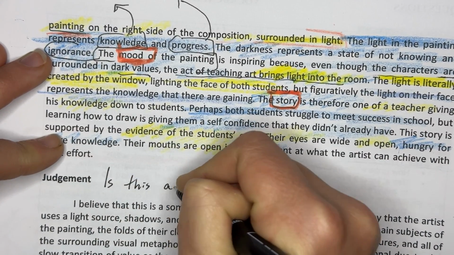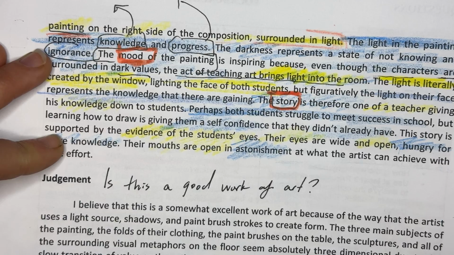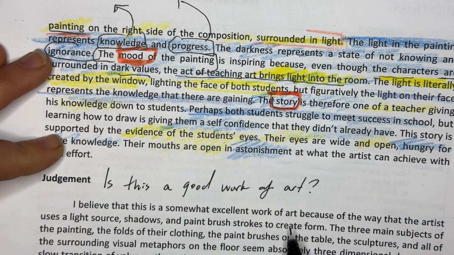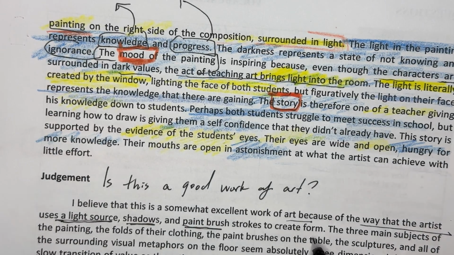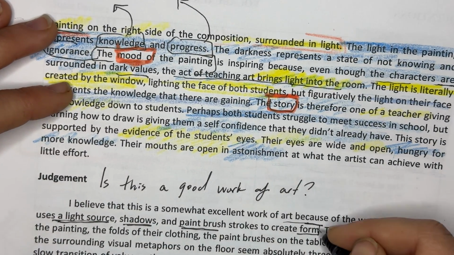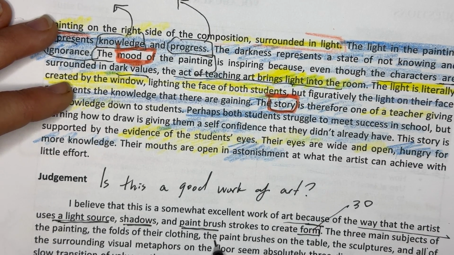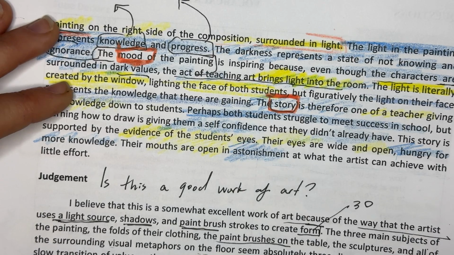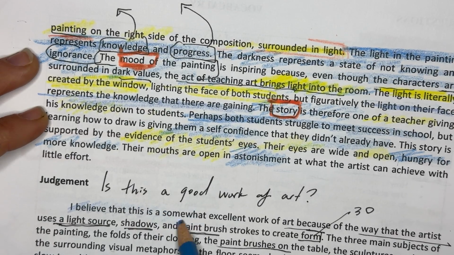Is this a good work of art? Okay, I believe that this is a somewhat excellent work of art because of the way that the artist is using a light source, shadows, and paint brush strokes to create form. So to make something look 3D. The three main subjects of the painting, the folds of their clothing and the paint brushes on the table, the sculptures, and all the surrounding visual metaphors on the floor seem absolutely three-dimensional. Okay, so I believe that this is somewhat a good work of art. Okay, this is all opinion.